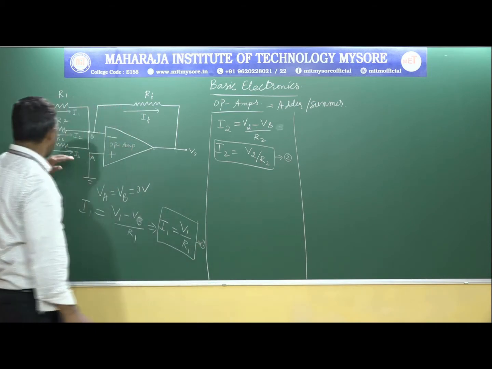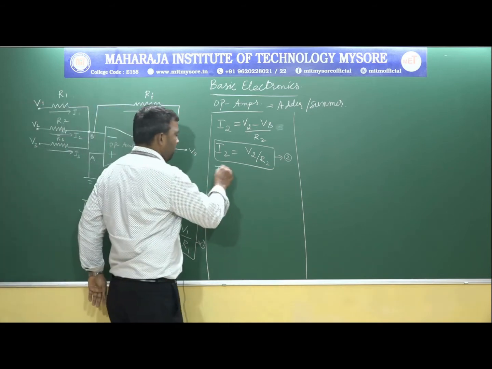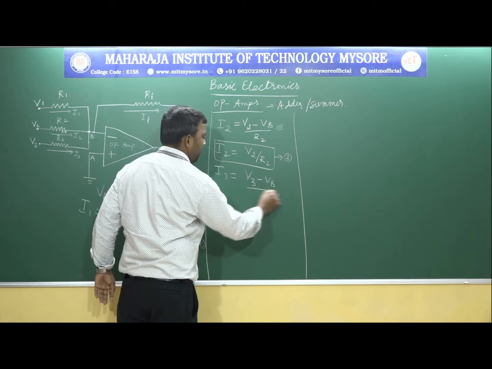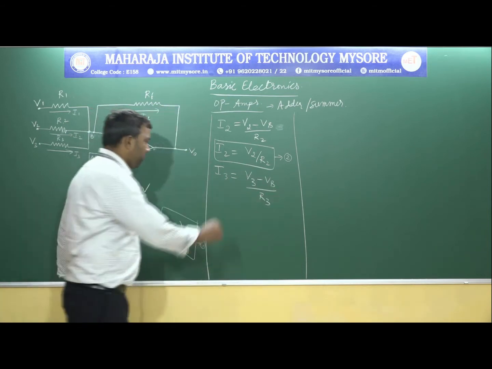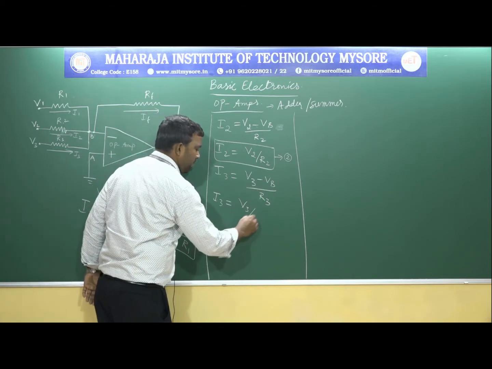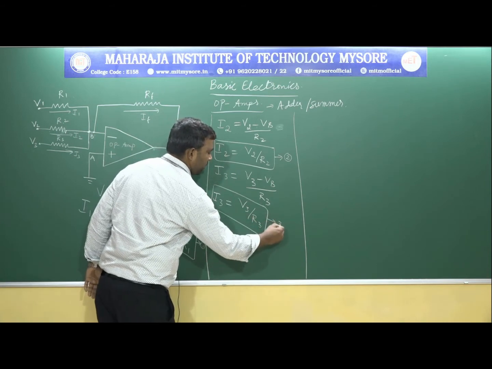Next, finding the value of I3. I3 is equal to V3 minus VB divided by R3. Therefore, since VB is 0, I3 is V3 by R3. Call this expression number 3.